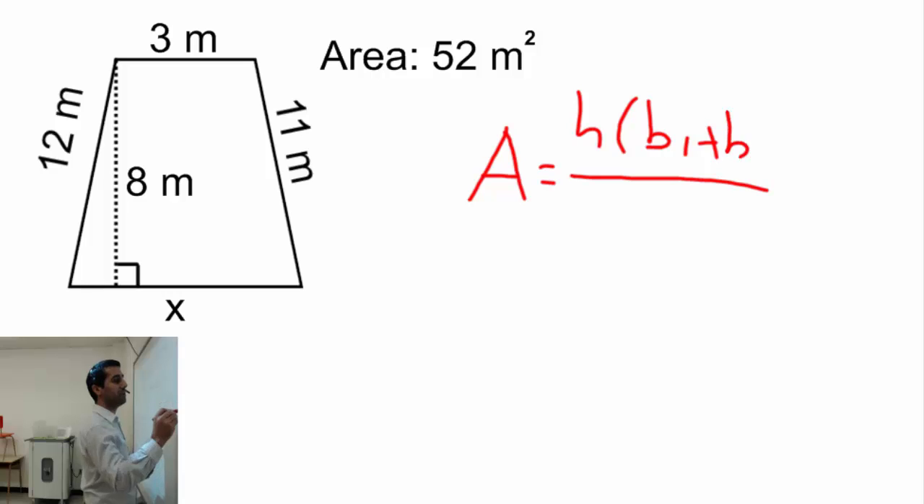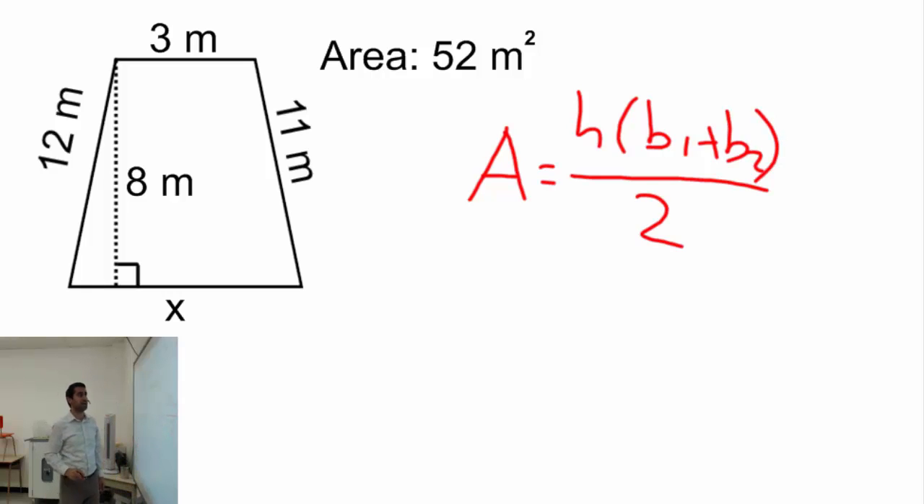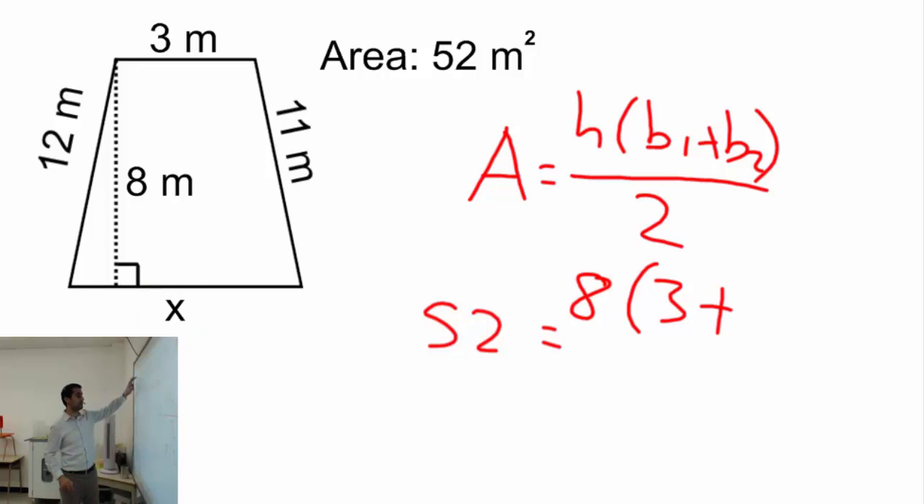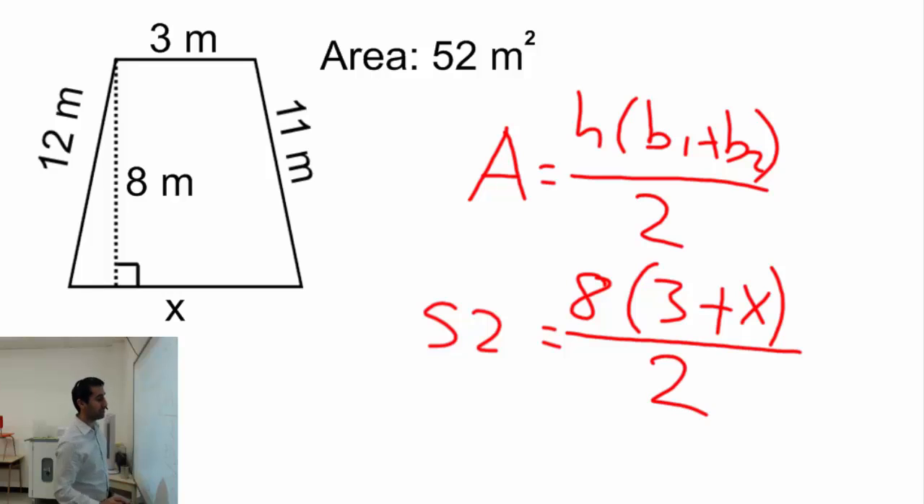H(B1 plus B2) divided by 2. Now let's write down the area, which is 52, equals H. Now I know the H, which is 8. B1, I know that it's 3, plus B2 is the one I don't know, which is X here. So let's place the X there. Close the bracket, make a big division, divided by 2.